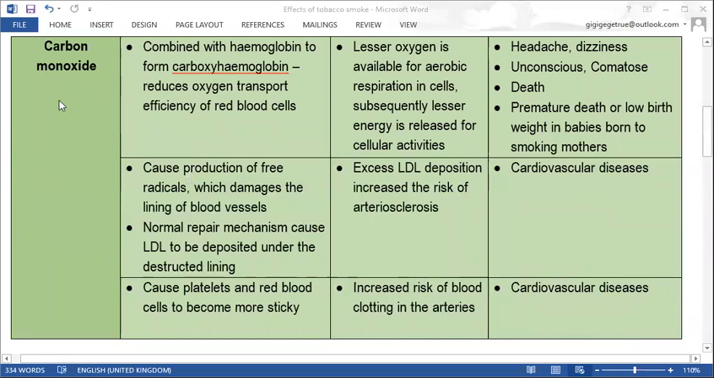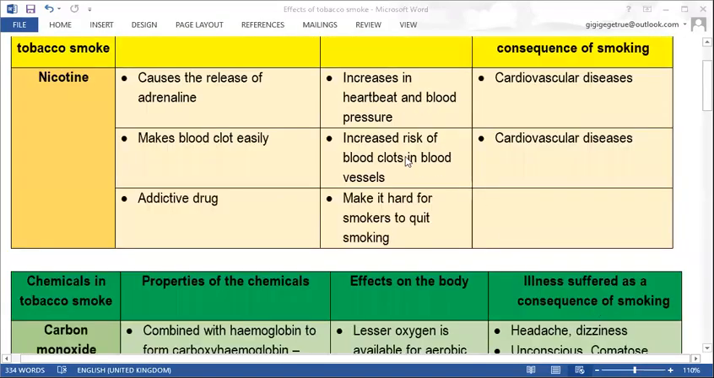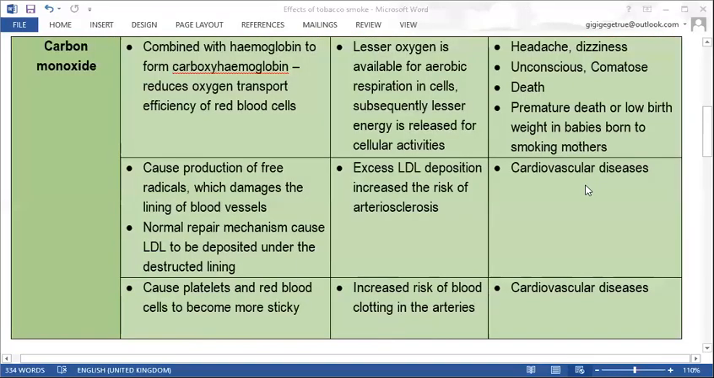Okay, so basically carbon monoxide causes production of free radicals which damage the interior linings of the blood vessels. So the repair mechanism causes the deposition of saturated fats and also cholesterol. Then it will cause increased risk of arteriosclerosis, which is the hardening of blood vessels. Then you end up with cardiovascular disease. Okay, it also causes platelets and red blood cells to become more sticky. If it's more sticky, it will increase chances of blood clotting, and same as this one, increase cardiovascular disease.